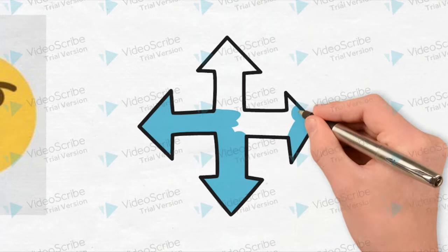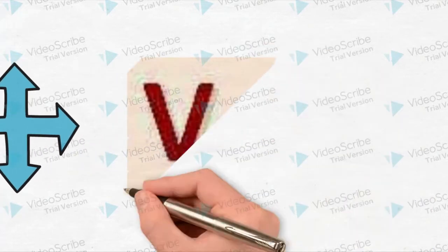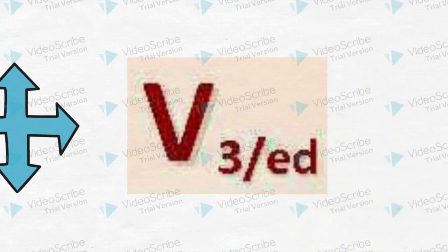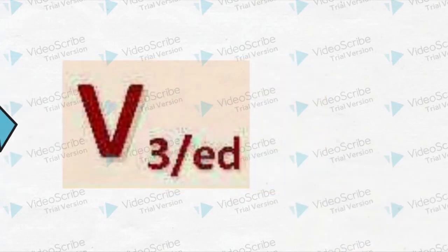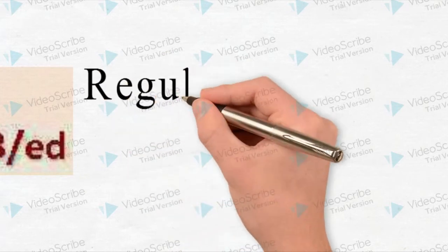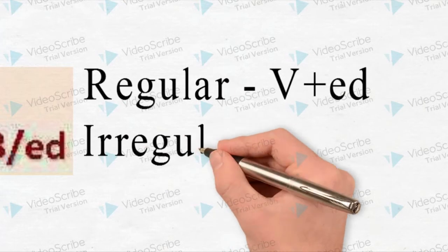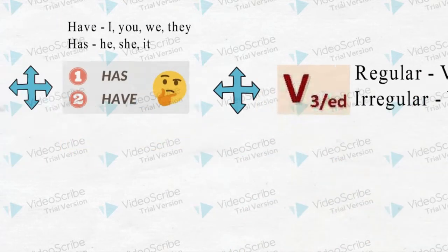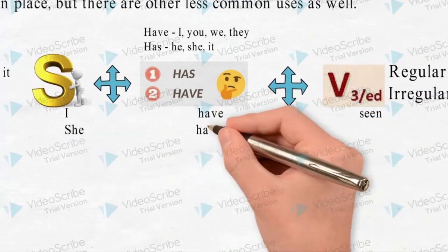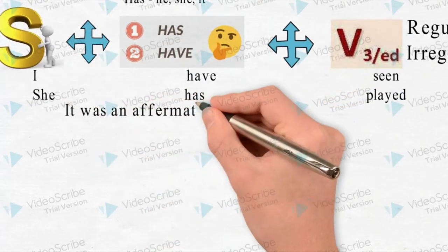And then we need to add a main verb. Main verb in the third form or by adding ed. If the verb is regular, we add ed, and if it's irregular, we use the third form. For example, I have seen, she has played. Okay, it was an affirmative form of the present perfect.